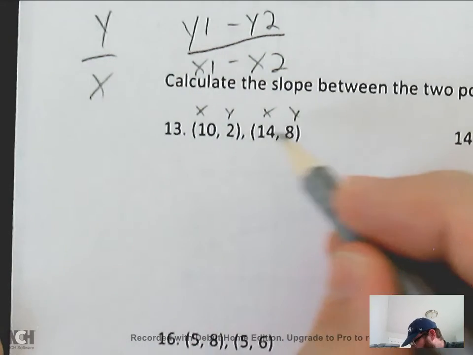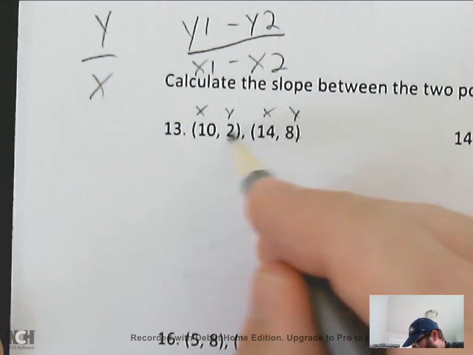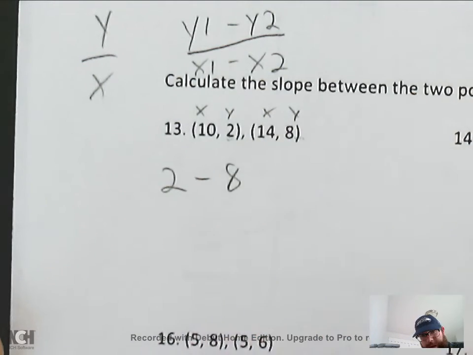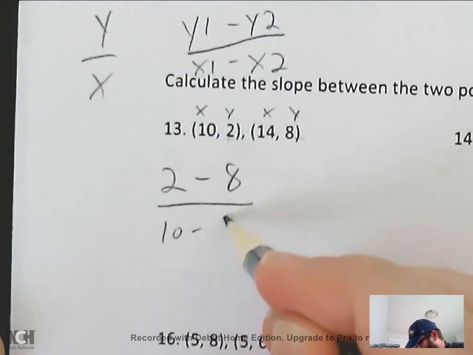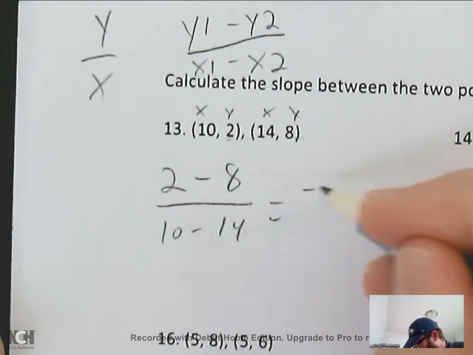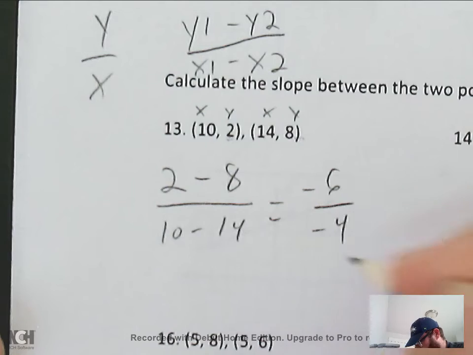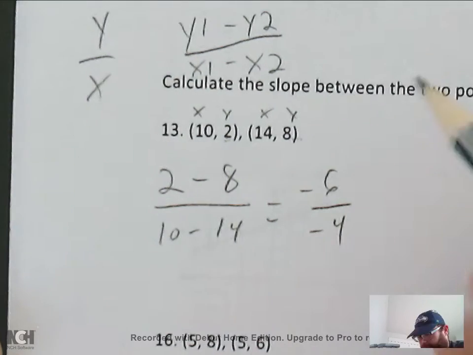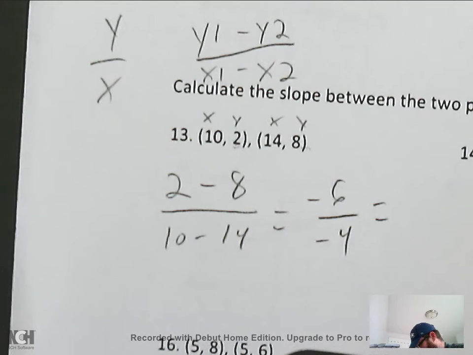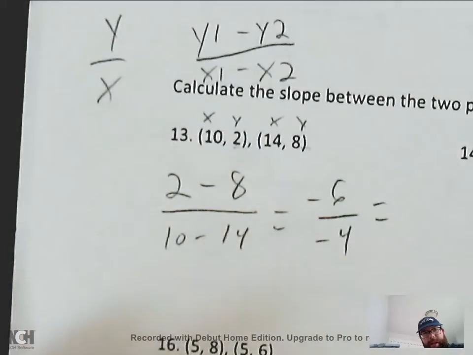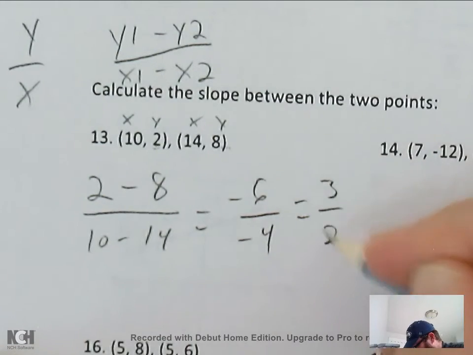But basically the idea is you take your two coordinates, like your two y's, and you're going to put them on top. 2 minus 8, and you're going to subtract them. Okay? And then you do the same thing with the x's. 10 minus 14. That's going to give me negative 6 over negative 4, which simplifies to 3 over 2. If I put that in my calculator, again, it's negative 6 over negative 4, I get 3 over 2, right? So my answer here would just be 3 over 2.